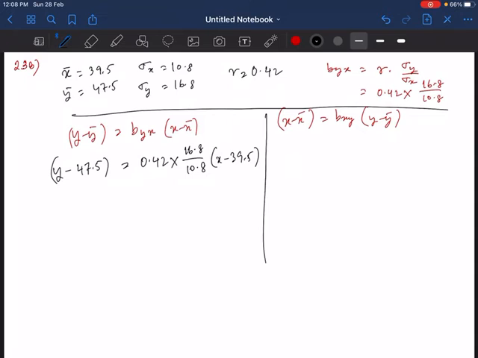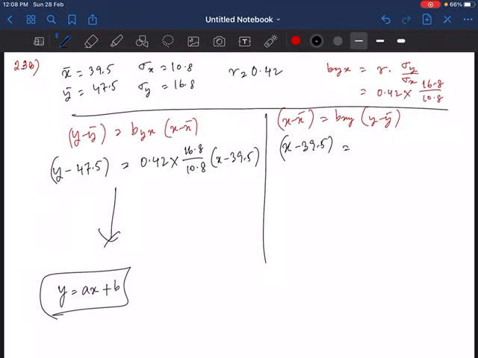39.5. So this one, you simplify and write it in the form of y is equal to ax plus b. Simplify this and write it as y is equal to ax plus b. Then x minus x bar is 39.5, and what is the formula of bxy? It is r dot sigma x divided by sigma y, then y minus y bar.